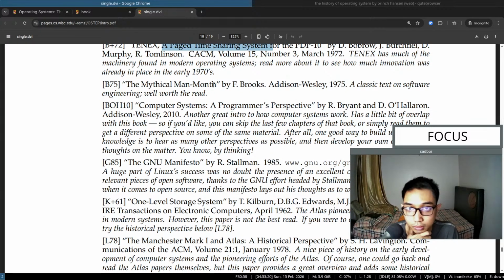The Mythical Man-Month. A classic text on software engineering.